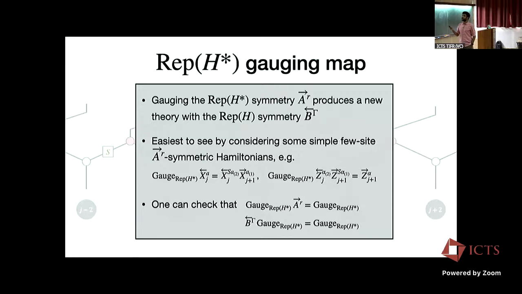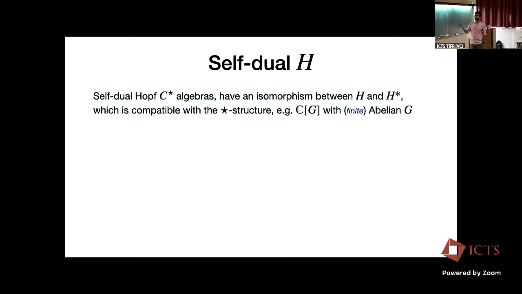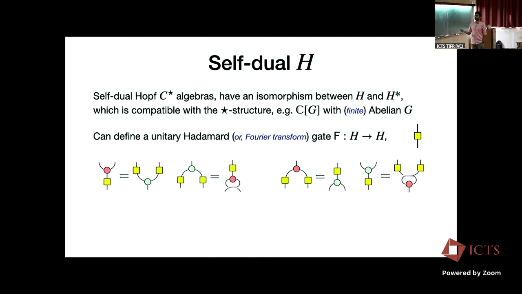And okay, you can convince yourself of that in many different ways. But I want to construct self-duality. So then I need to restrict to self-dual Hopf algebras. These are Hopf algebras which have an isomorphism between the dual and itself. That's why it's called self-dual. And for these things, you can define something called a Hadamard.